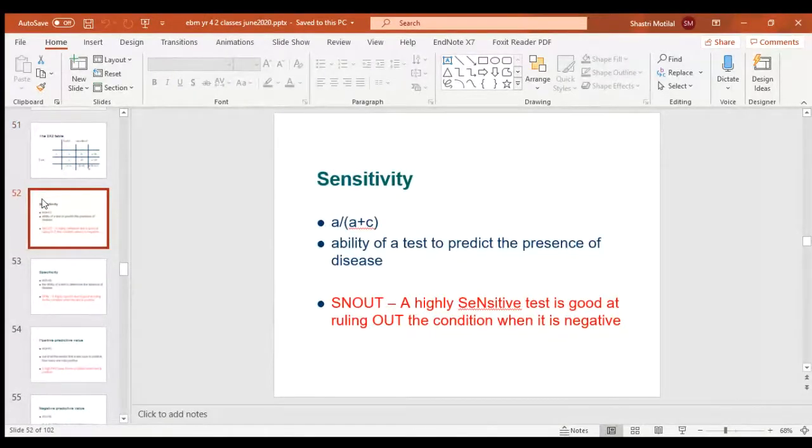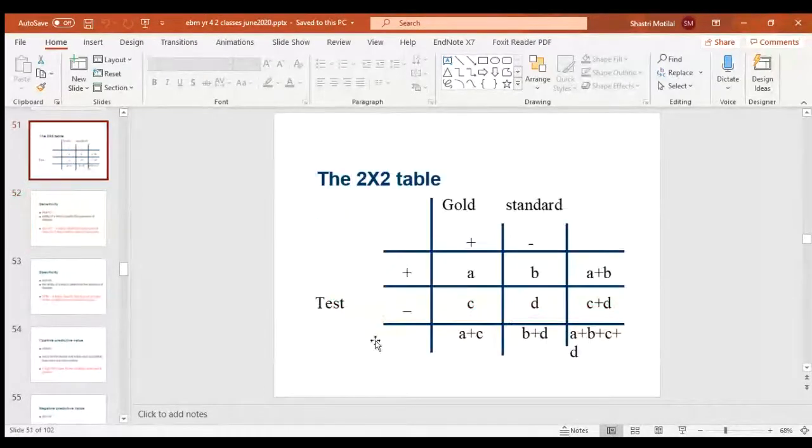The first one is this thing called sensitivity. Sensitivity is calculated as A over A plus C. So if you take A and divide it by the total, A plus C, you get this value called sensitivity. So going back to the table, A out of A plus C: out of all the people who have the disease, how many are truly positive? The other word for sensitivity, because you all just told me A is the true positive, is the true positive rate.